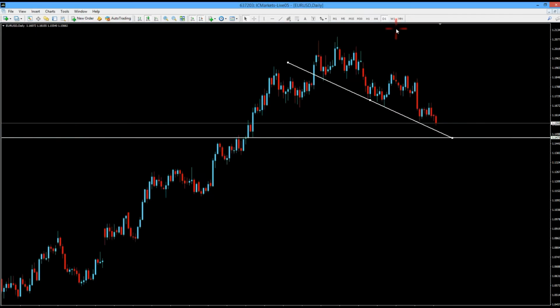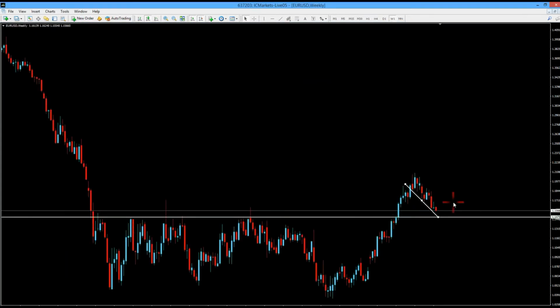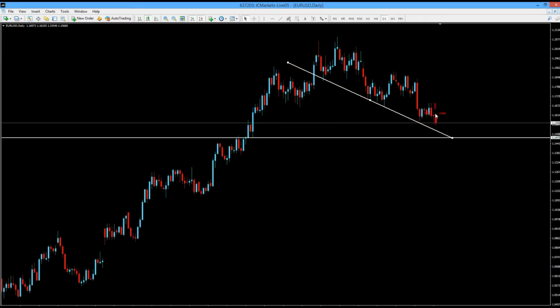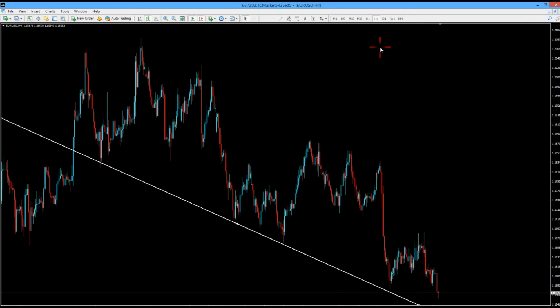If you look at EUR USD, we're seeing that price dropping towards the weekly resistance support here. So we can see the trend line here. So the first impact could be on this trend line here. We could go to a lower time frame and adjust it.